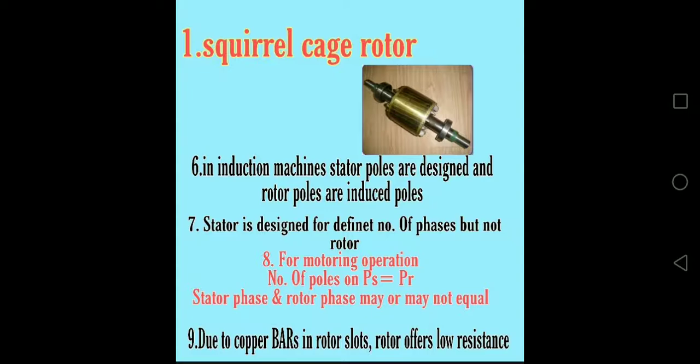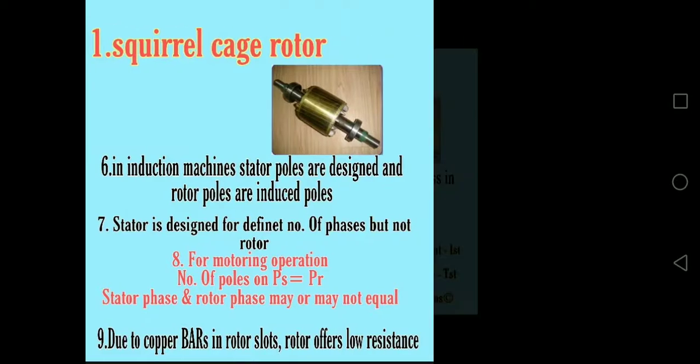Now coming to the ninth point. Due to the copper bars in the rotor slots, the rotor offers low resistance. In a squirrel cage induction machine, there is no winding; copper bars are placed. Because copper is a low resistance material, the copper bars give low resistance. It is a disadvantage that a squirrel cage rotor offers low resistance.